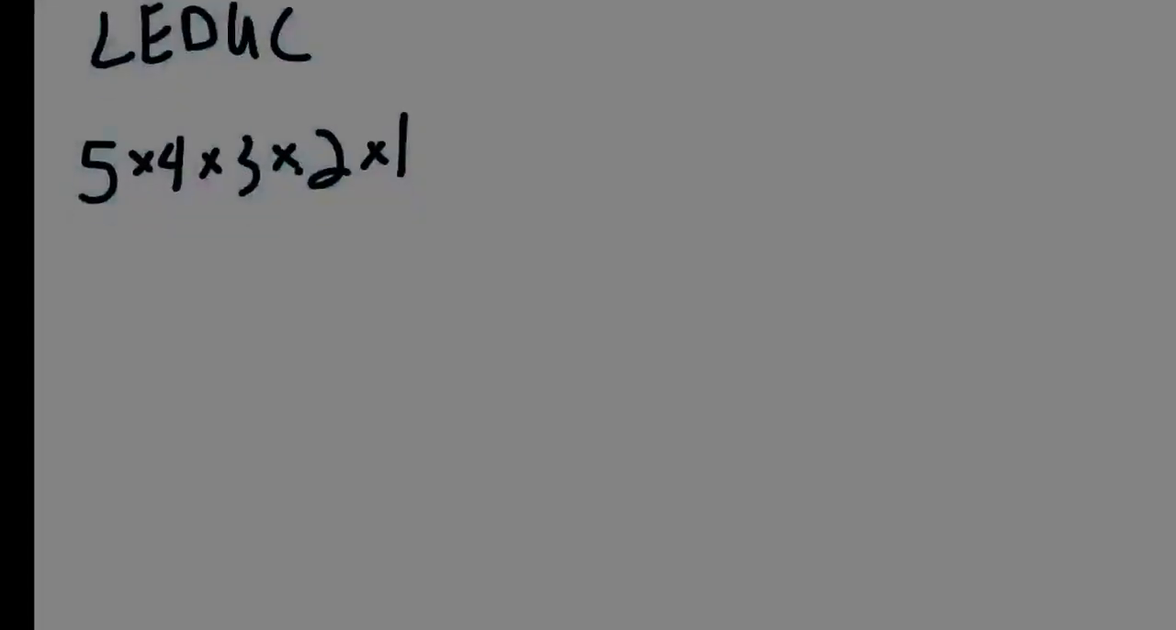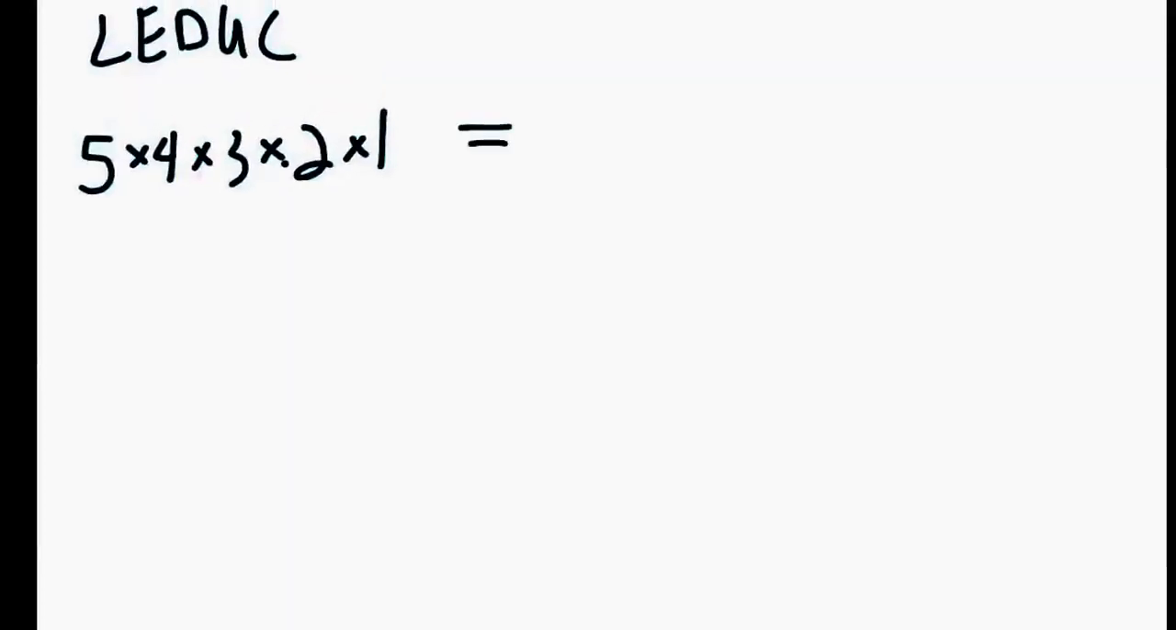So using the fundamental counting, we'd have 5 choices for the first letter. Then once that one's gone, we'd only have 4 left. And once that one's gone, we only have 3 left. Once that one's gone, we'd have 2, and then 1 left over at the end. So you can see we just basically multiply each number of choices as we go. In this case, that would work out to 120. So we'd have 120 different ways to rearrange the letters in Leduc.